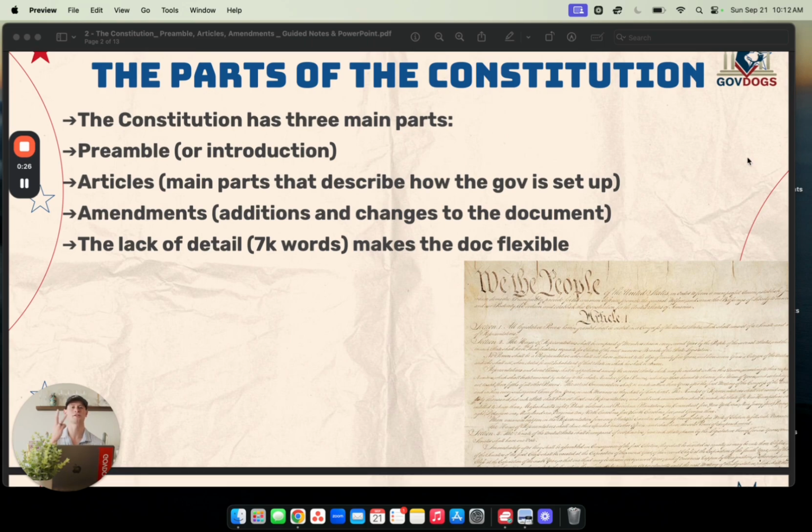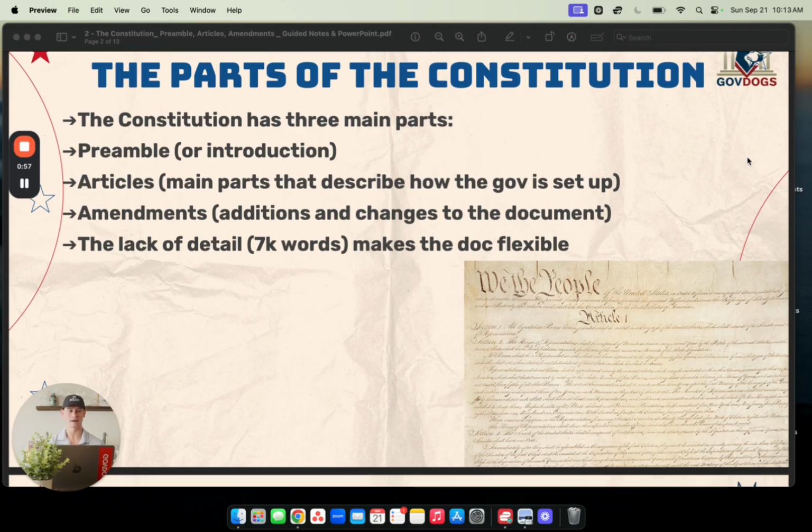So the Constitution has three main parts. You have the Preamble, or the introduction. You have the Articles, which are the main parts that describe how the government is set up. And you have amendments, all right? Additional changes to the document. The Constitution is not a very broad document. It's not very wordy, all right? And that's on purpose, okay? The Constitution is meant to be interpreted and to fit the current climate of America, right? The reason why it's lasted a couple hundred years is because of its ability to be flexible, all right?